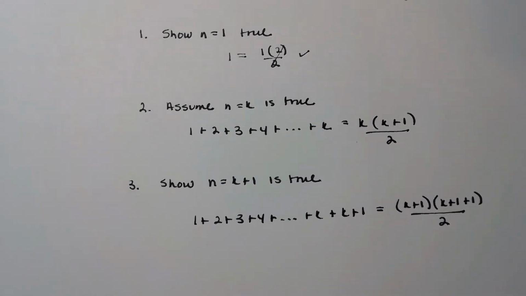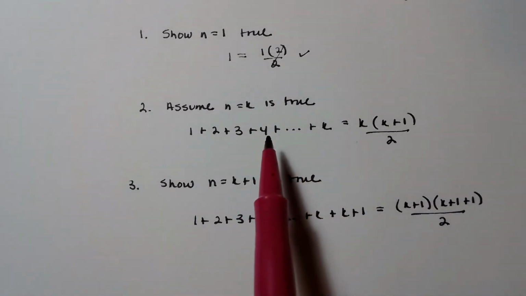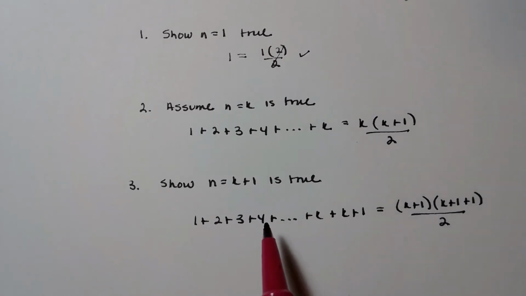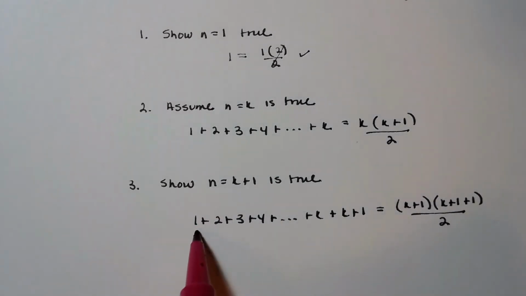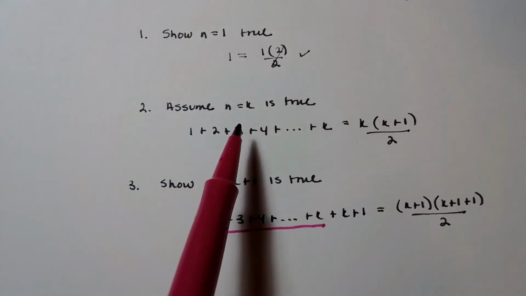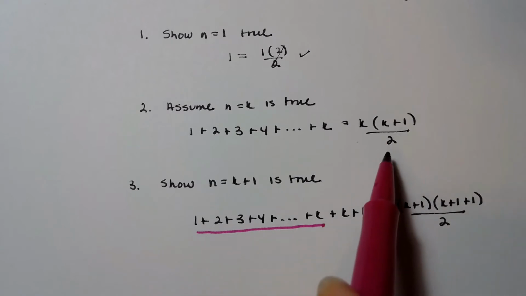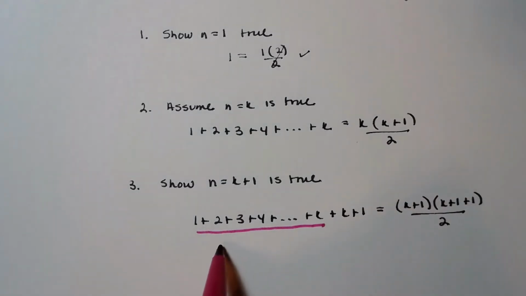What you need to realize is that I said a minute ago I'm going to use this assumption in the next step. This part right here is n equals k. So what you're going to do is substitute this with the right hand side of that equation, k times k plus 1 over 2.